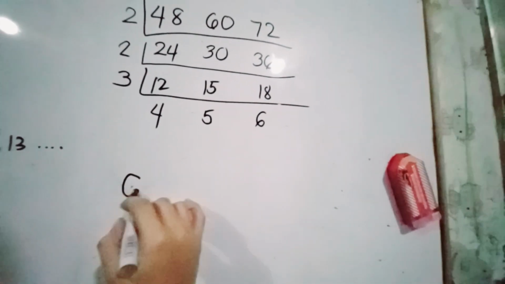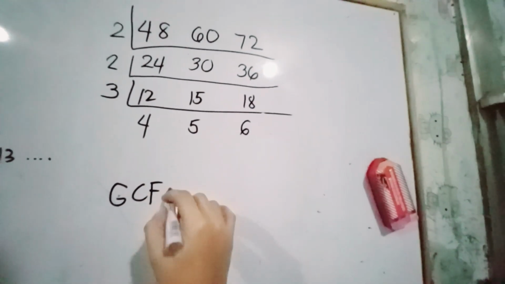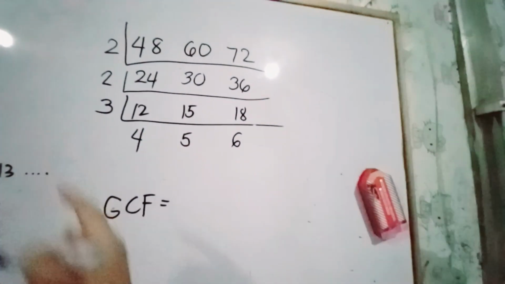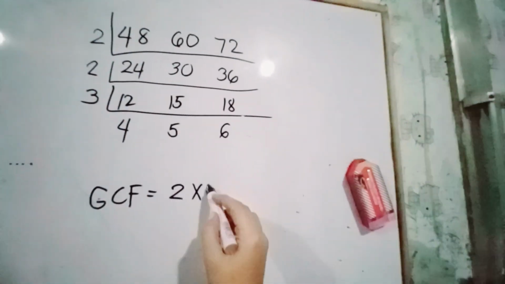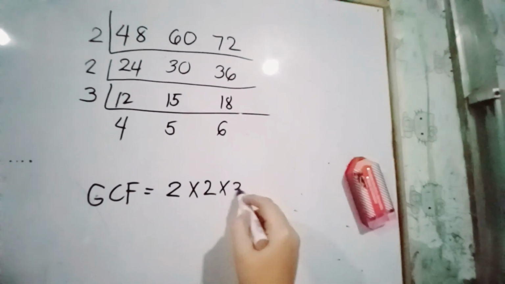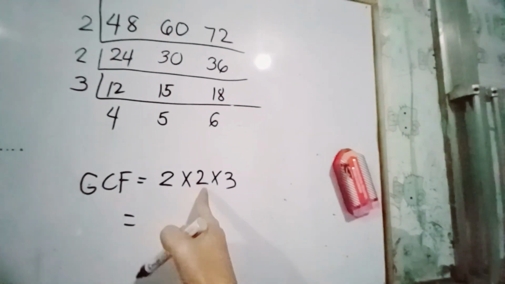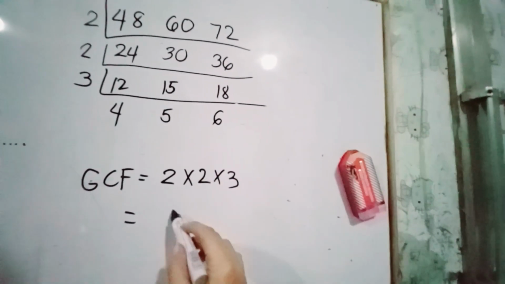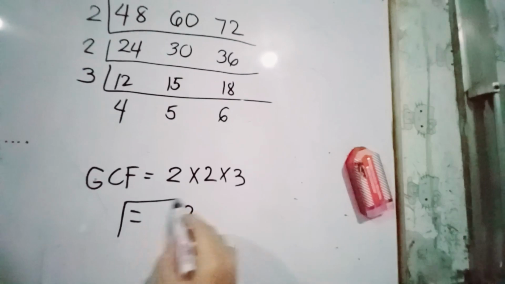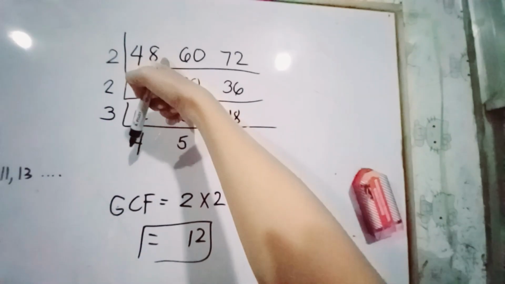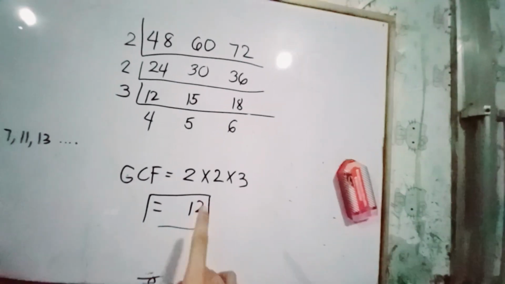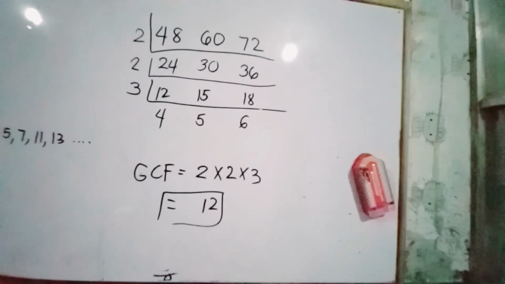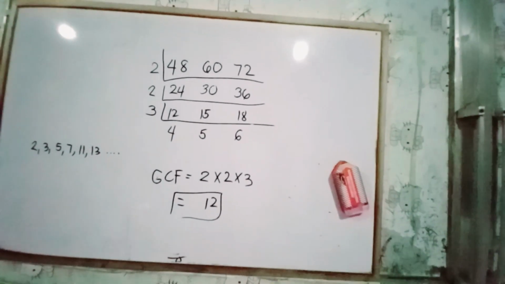So, what is our GCF? To find the GCF, multiply all our divisors. 2 times 2 times 3. 2 times 2 is 4, times 3 is 12. Therefore, the GCF of 48, 60, and 72 is 12. Okay? That's how you do it.